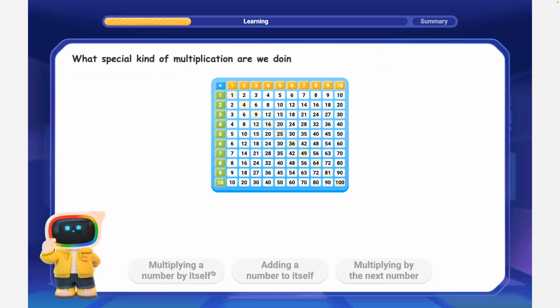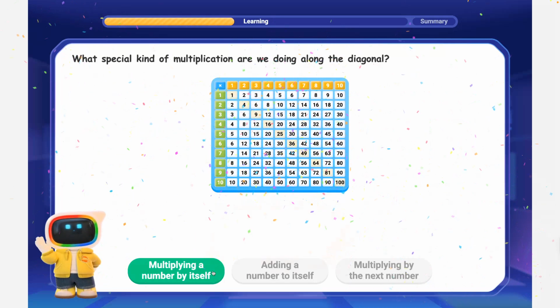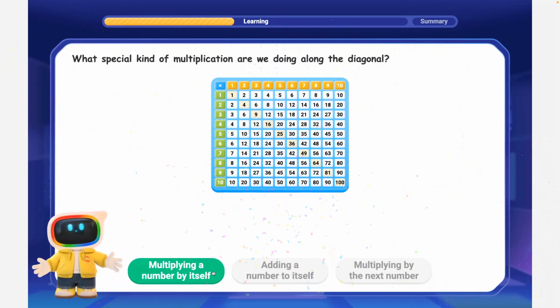What special kind of multiplication are we doing along the diagonal? Perfect! These are called squares, when a number is multiplied by itself. In these problems, we are multiplying a number by itself. These make a special pattern in our multiplication table.